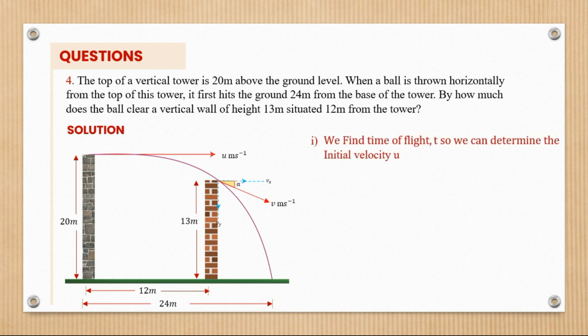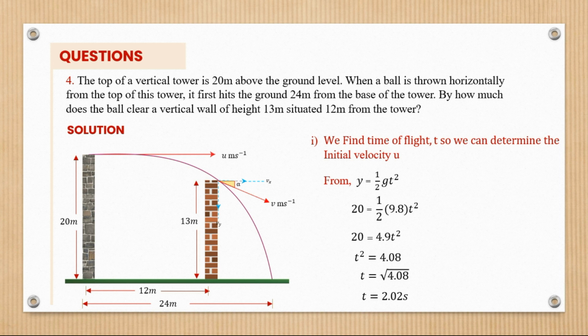Basically, we're going to first find the time of flight t, so that we can determine the initial velocity u. Remember that y is equal to a half g t squared. So we're going to use this to find the time of flight first. Y is 20, so we have 20 equals a half times 9.8 t squared. So 20 equals 4.9 t squared, and then t squared is 4.08, of which t is equal to 2.02 seconds. So now we know our time of flight.